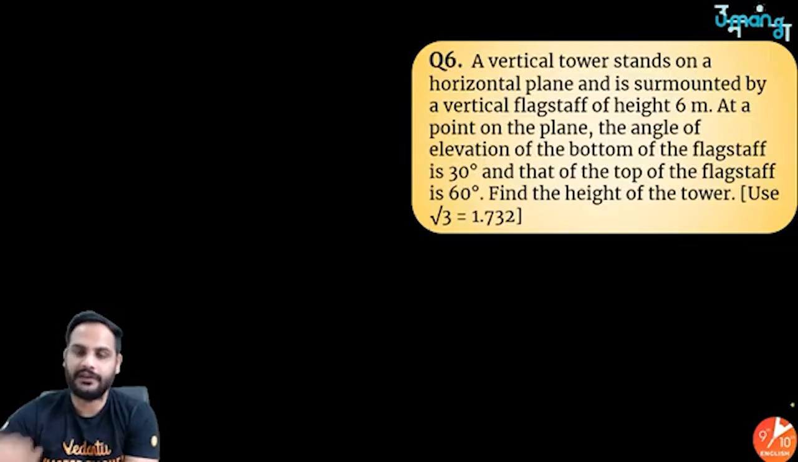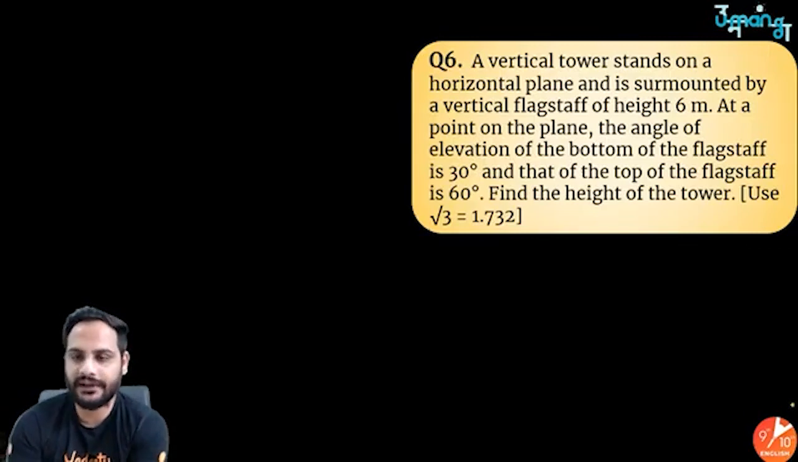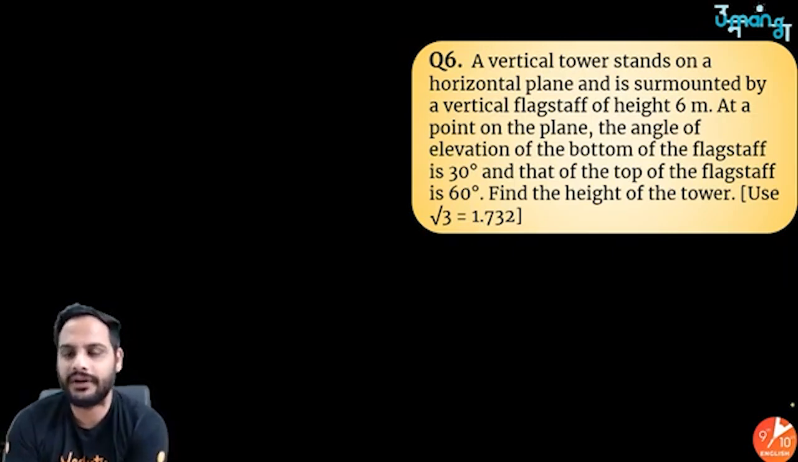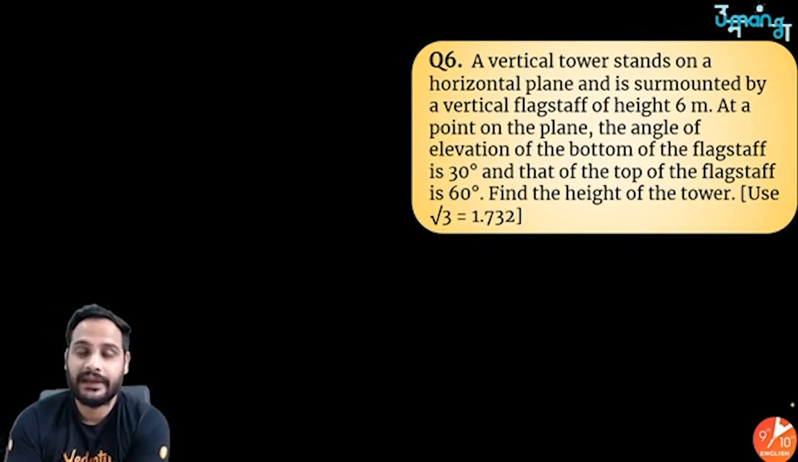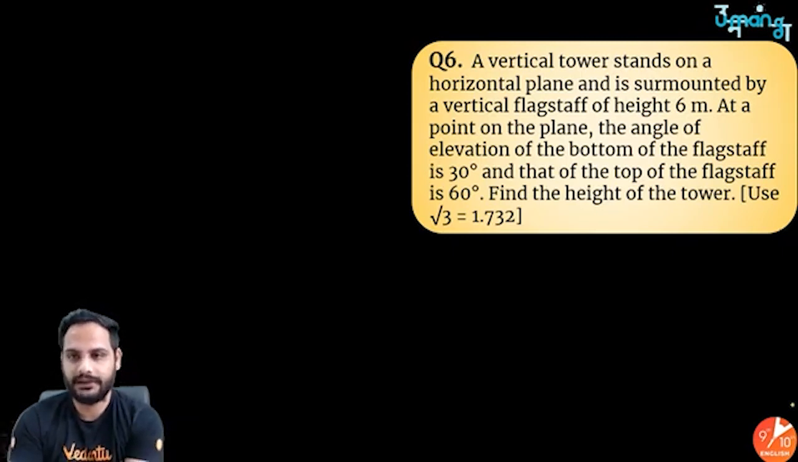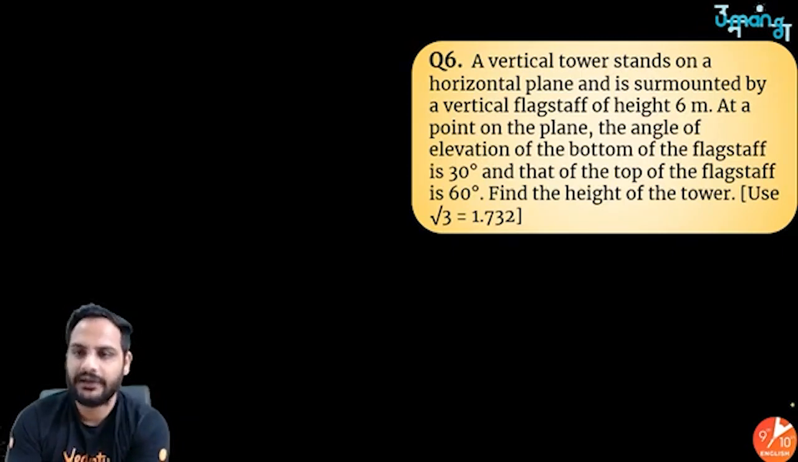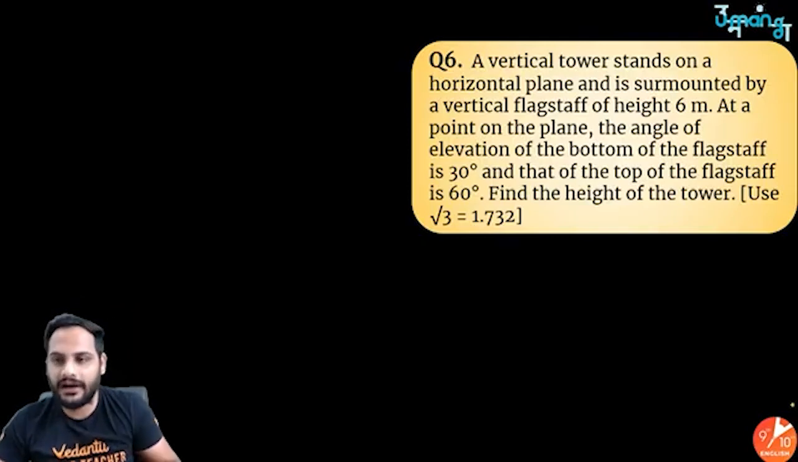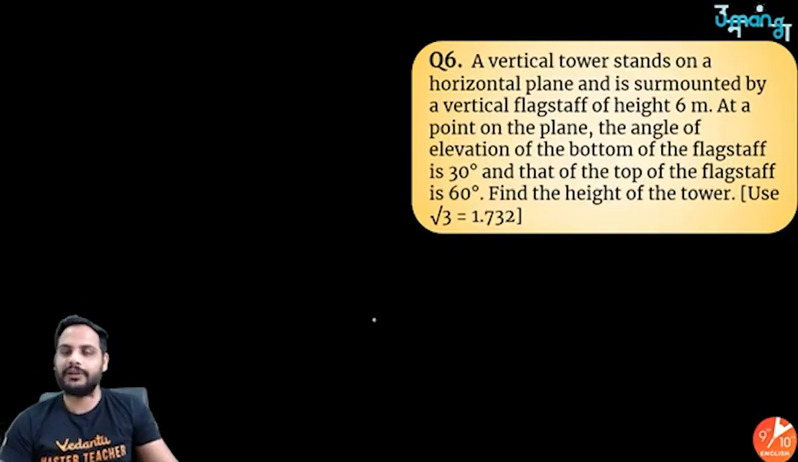The next question is this. A vertical tower stands on a horizontal plane, and is surmounted by a vertical flagstaff of height 6 meter. That means there is a tower, and on the top of the tower there is a flag of height 6 meter. At a point on the plane, the angle of elevation of the bottom of the flagstaff is 30 degree and that of the top of the flagstaff is 60 degree. Find the height of the tower. Use root 3 is equal to 1.732.